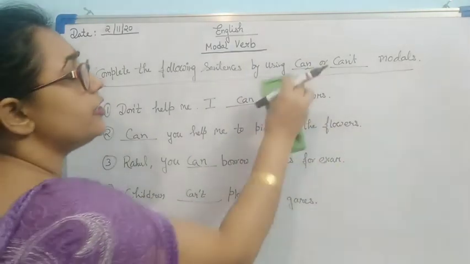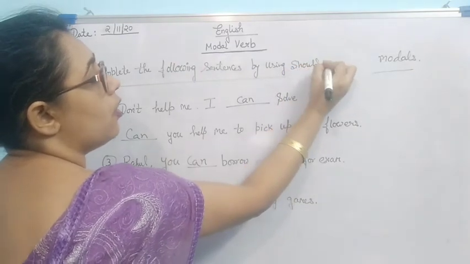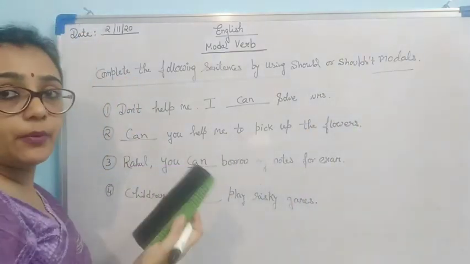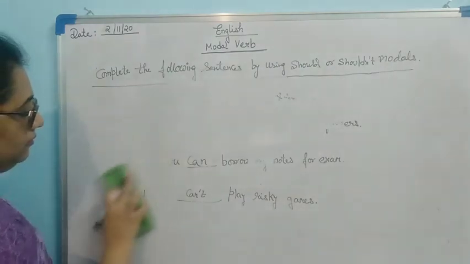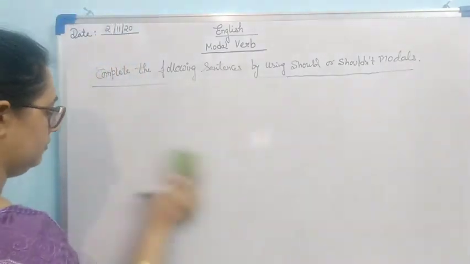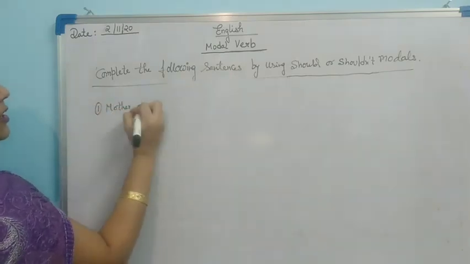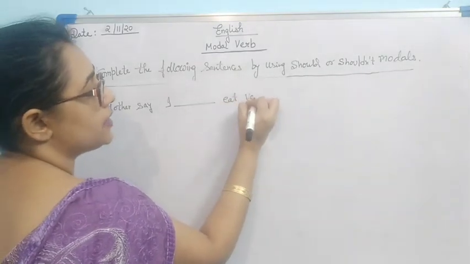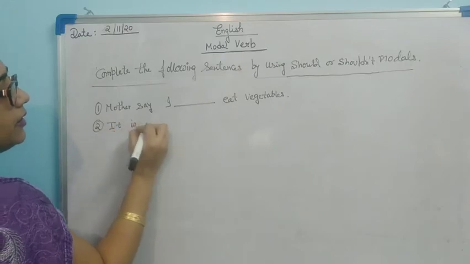Similarly, if instead of can or can't, I say should or shouldn't, okay, now I will give some examples for should or shouldn't modals. Mother says I dash eat vegetables. It is getting.